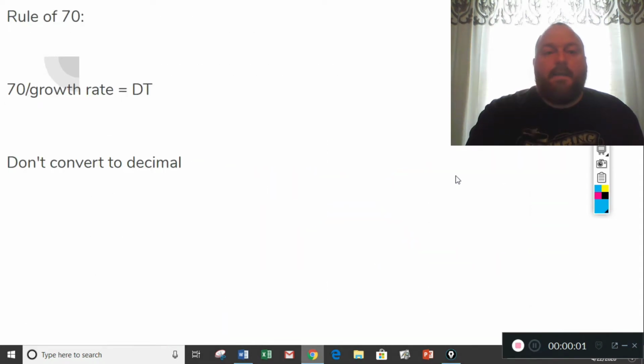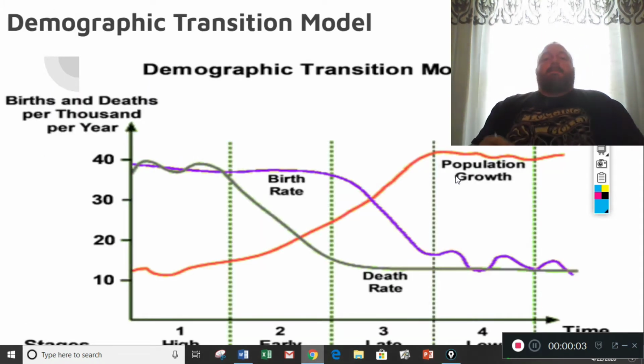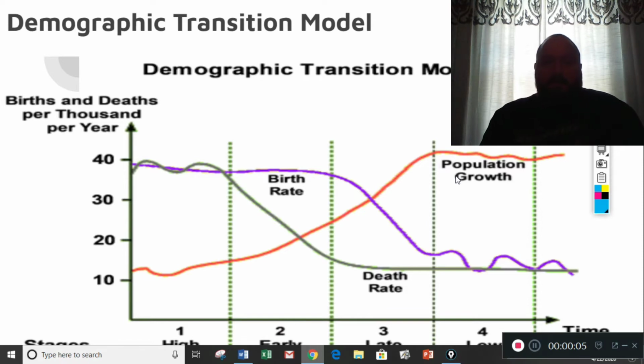All right, guys, welcome back. We're going to get into our last section of material here for Unit 3. This is going to be on the demographic transition.